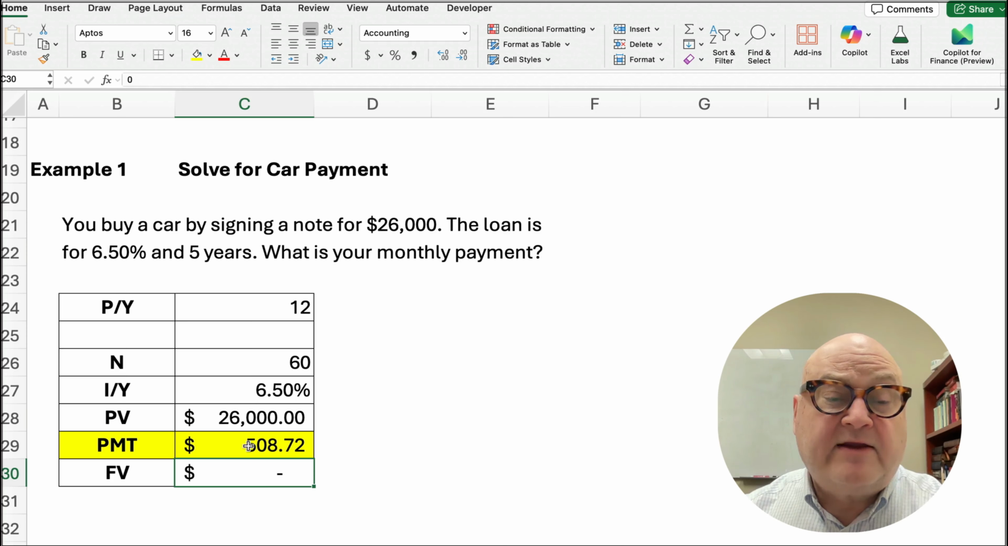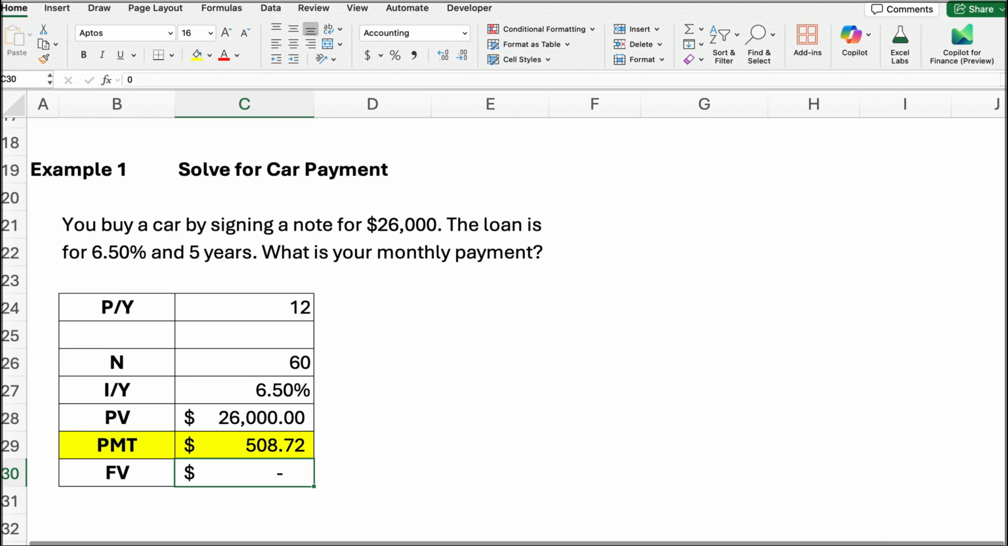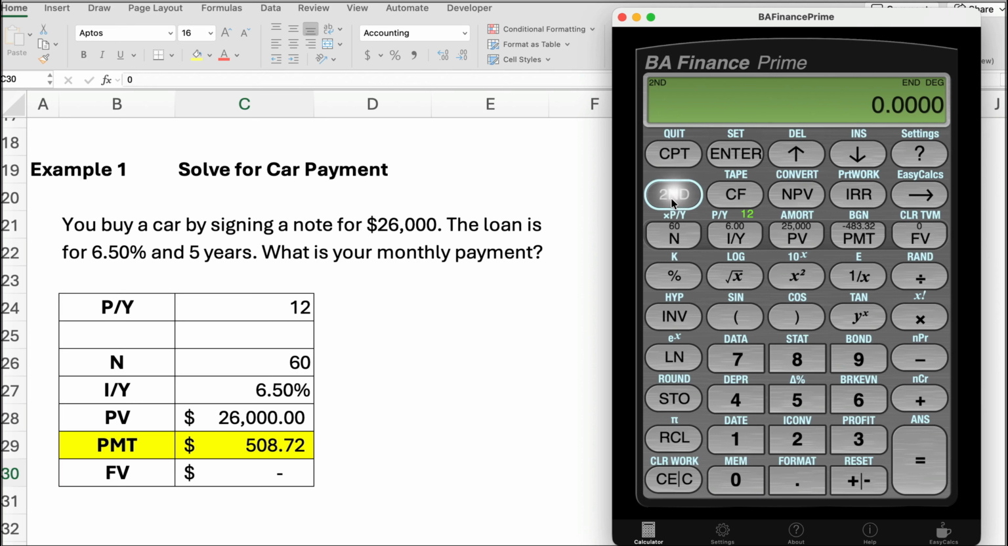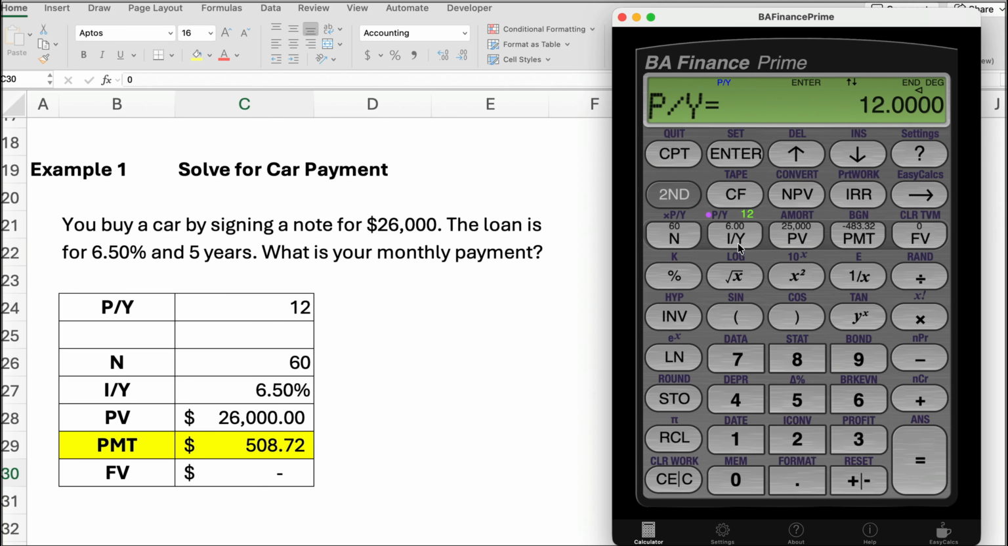And so here I've calculated with Excel $508.72. So let's show you how to do it on the calculator. So here are our inputs. I just converted the word problem to inputs. So one thing we need to do is set the periods per year to 12. Okay, so we'll do the second function, periods per year. It's 12, but if I had to change it, I would do 12, then enter, and then clear out of that. So what is the number of periods?